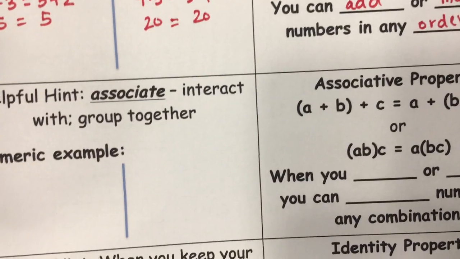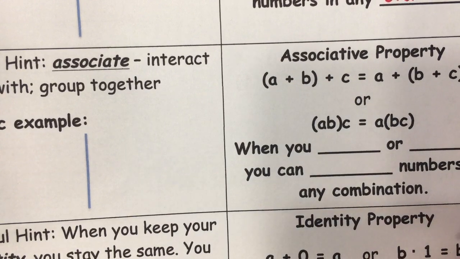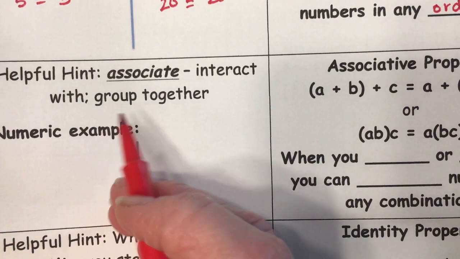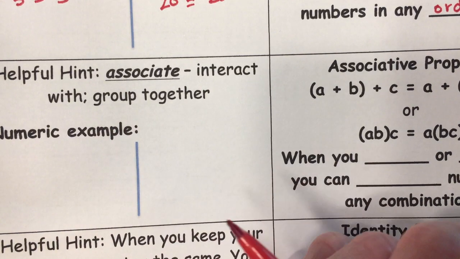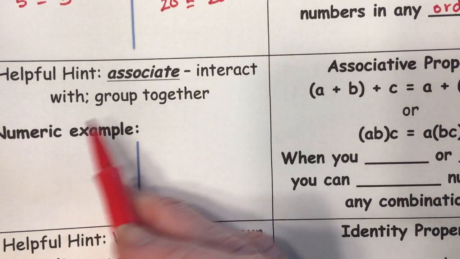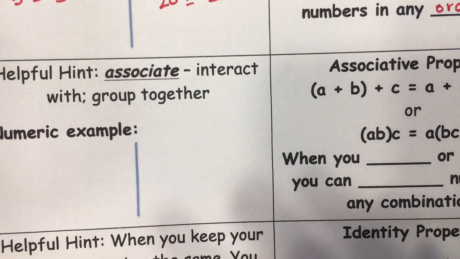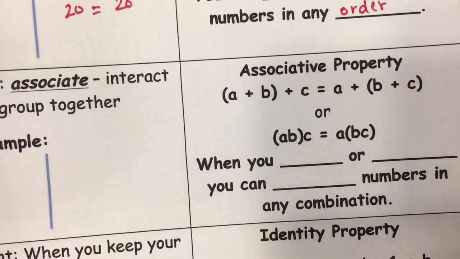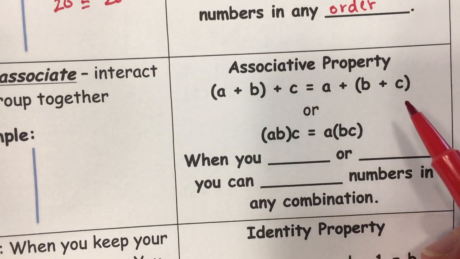The second property we're going to look at is the associative property. You may have heard of the word associate before. When you associate with a group of people, those are the people you interact with. Those are like the people you hang out with. It's your group. You associate with them. So the associative property also has to do with grouping.